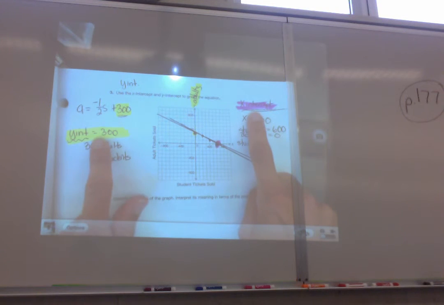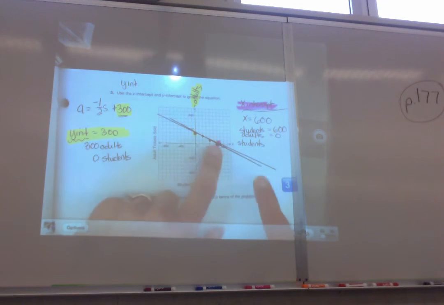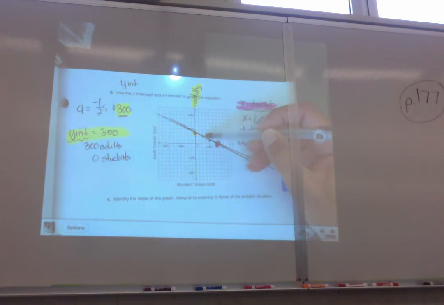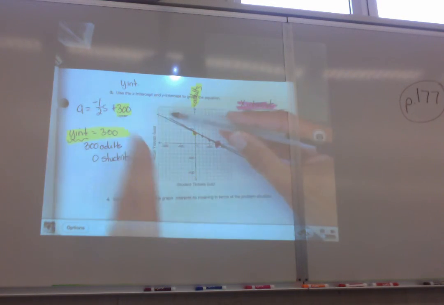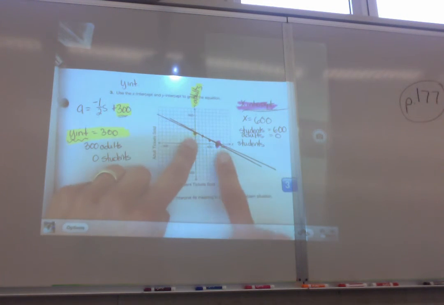That's what's happening at these intercepts. This is a value for only adults. This is a value for only students. Most of the time, we're somewhere else along this line. We have a combination of a little bit of adults and a little bit of students. That's what this line represents, different combinations of adults plus students. But the intercepts are the two extremes.